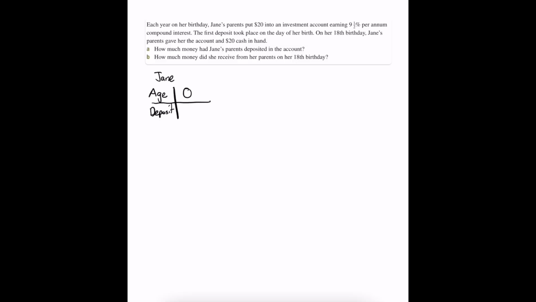So when her age is 0, or on the day of her birth, they deposit 20. When her age is 1, when she turns 1, they deposit 20. When she's 2, they also deposit 20. And this continues until she's 17, where they deposit 20.